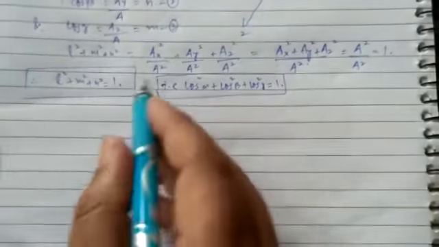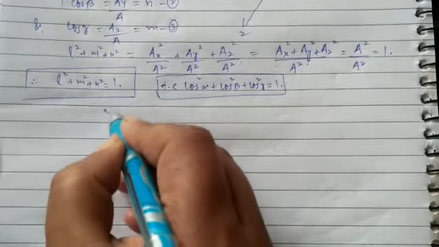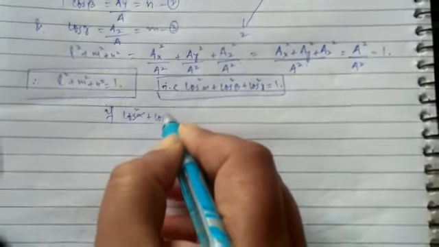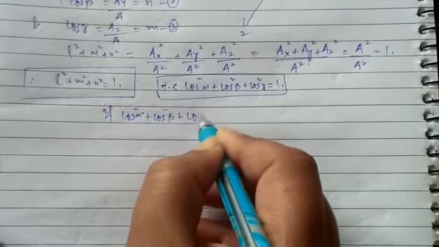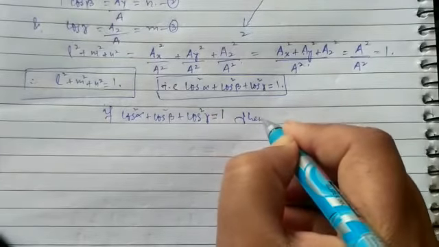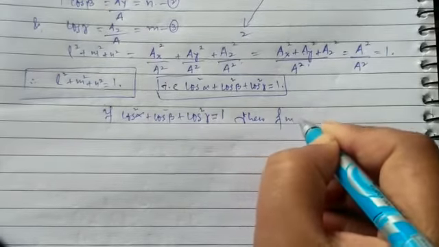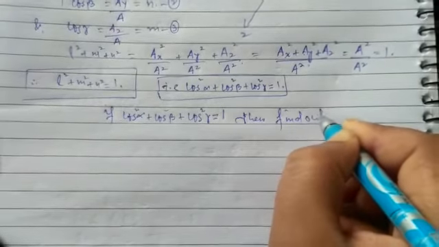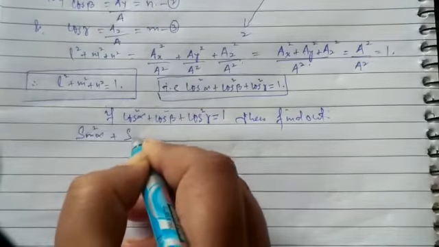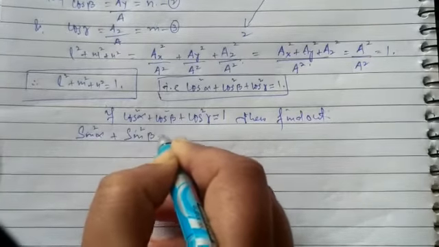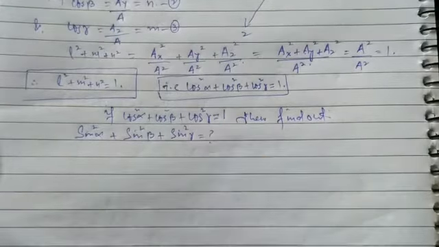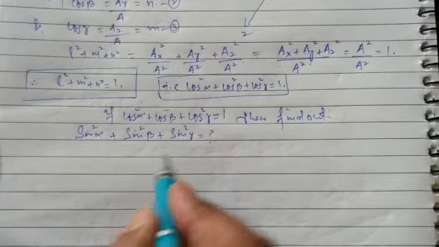Sometime back it was asked in an entrance examination that if cos square alpha plus cos square beta plus cos square gamma equals 1, then find out sin square alpha plus sin square beta plus sin square gamma. This was the question. Now if we have to solve this very question, we will approach like this.